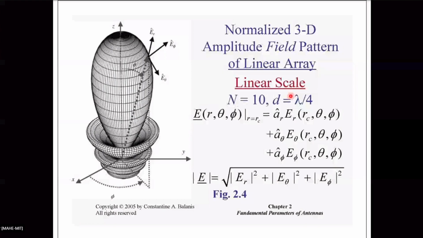Okay, now what is the electric field? Since we are dealing with spherical coordinates, it can have an E_r component, an E theta component, and an E phi component. So the overall electric field is the square root of E_r squared plus E theta squared plus E phi squared. Have you got it?